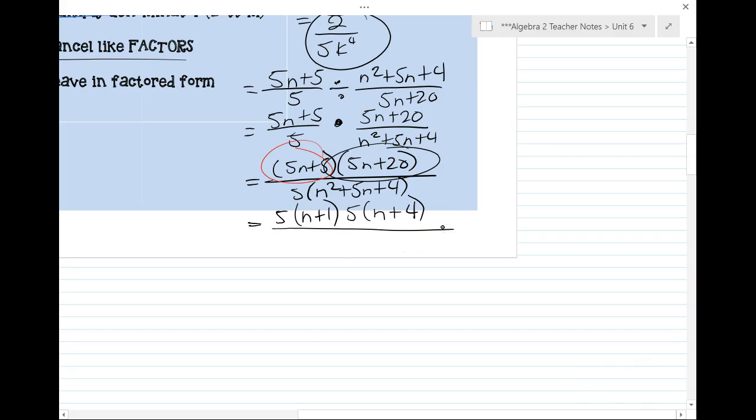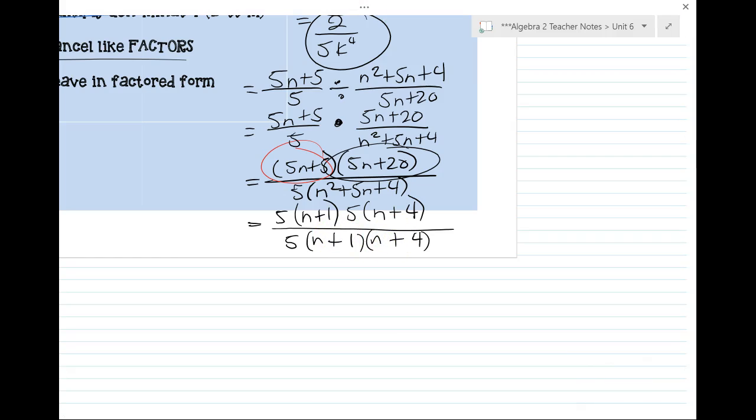And then let's go to the bottom. Now we have the 5 on the outside of the trinomial. But now we need to factor this trinomial by doing reverse FOILing. And the first term is n squared, so I know the first two will be n. And what two numbers multiply to 4 but add to 5? Well, it would be 4 and 1. And it would have to be positive.